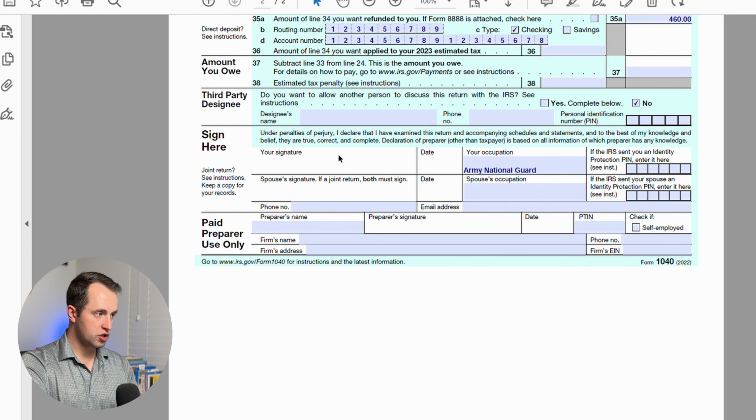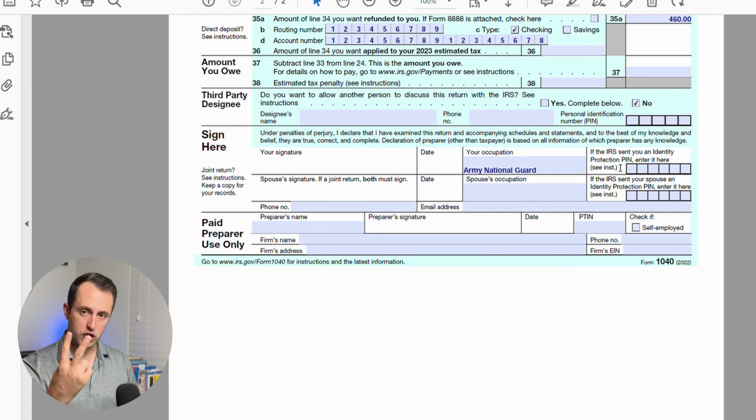Then the last section, this is going to be the sign here. So it's going to be your signature, whatever the date is, whatever your occupation is, and then you're going to be putting your PIN in. If this is your first time filing taxes, you're not going to have one. If you have filed taxes before, you should have your identity PIN that the IRS gave you with your actual tax return once it was accepted.